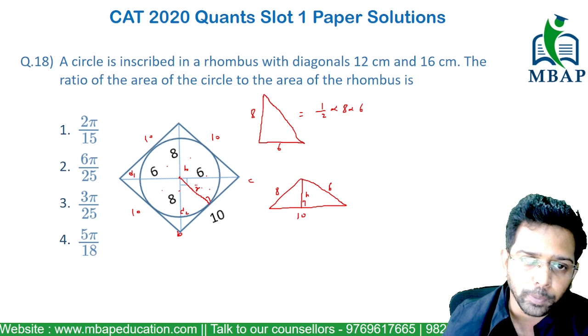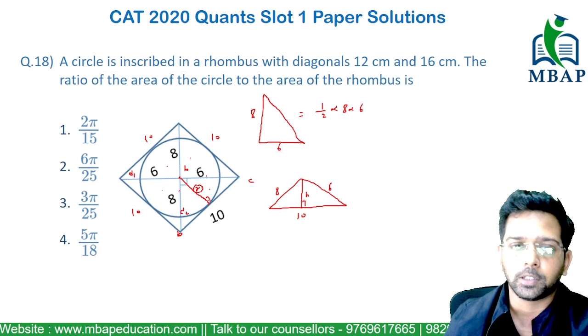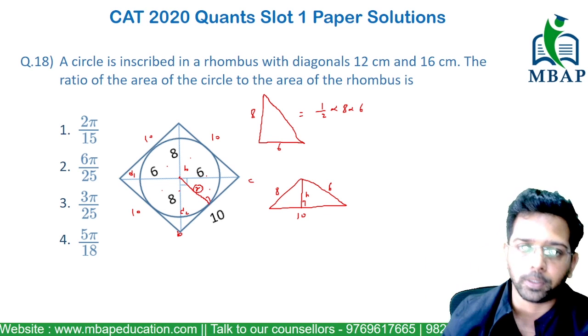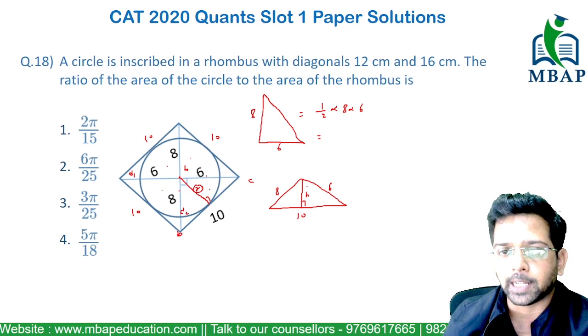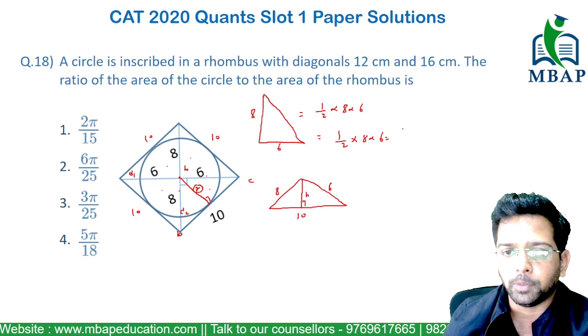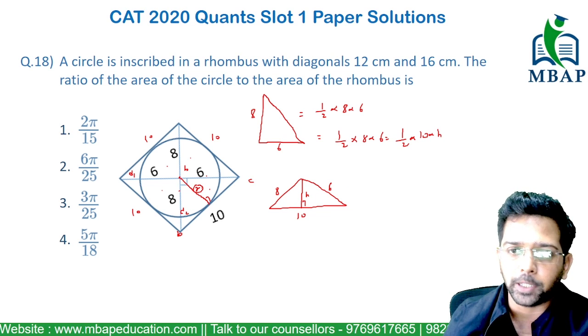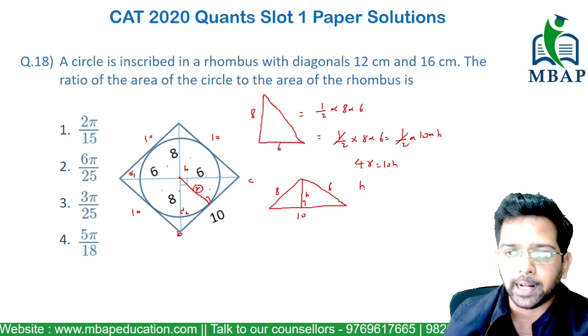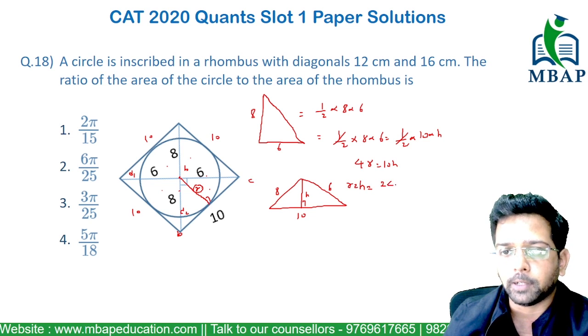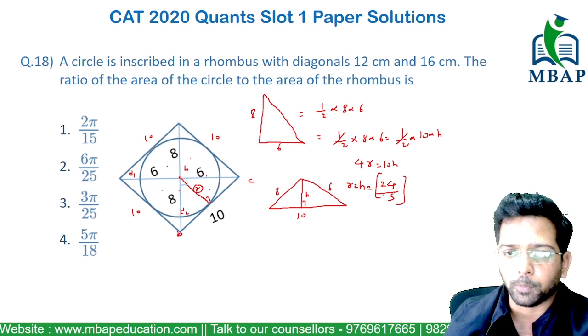This h will also be equivalent to the radius of the circle inscribed in the rhombus. Since the area of this triangle will be equivalent, half into 8 into 6 will be half into 10 into h, where 10 is the base of the new triangle we have considered. Half and half cancel, 48 becomes 10h, and the height of this triangle, which is also the radius of the circle, will be 4.8.